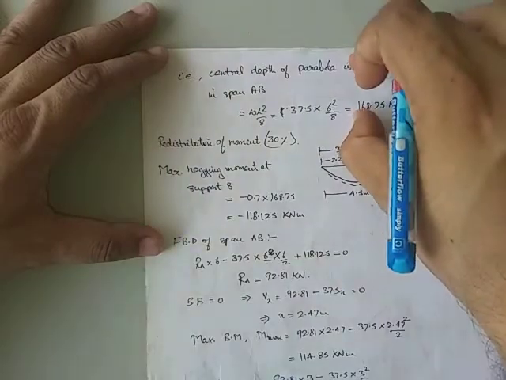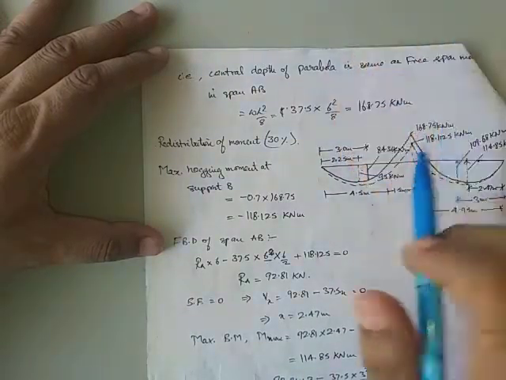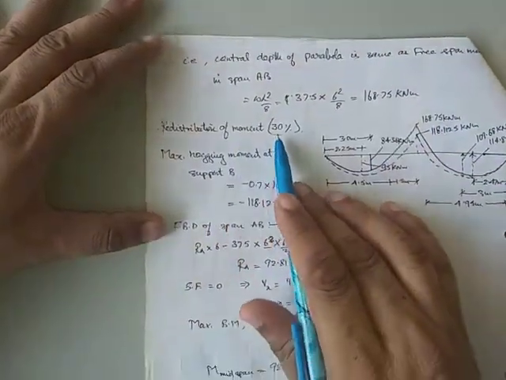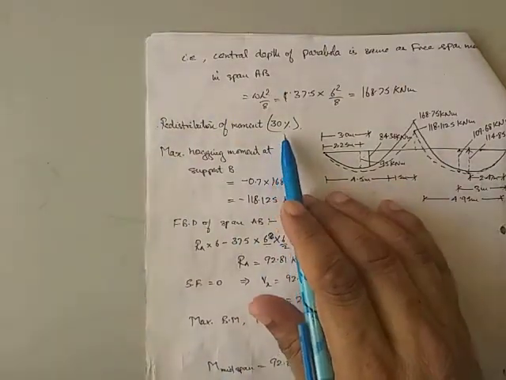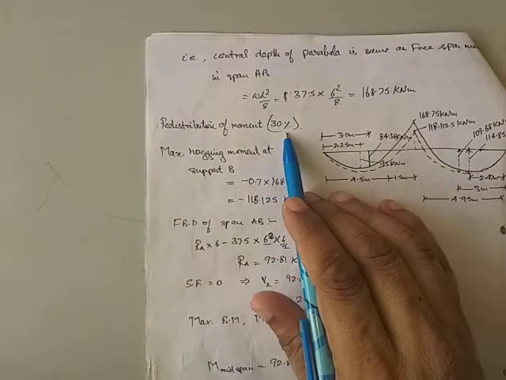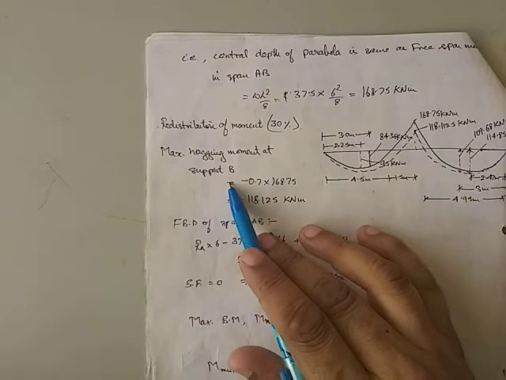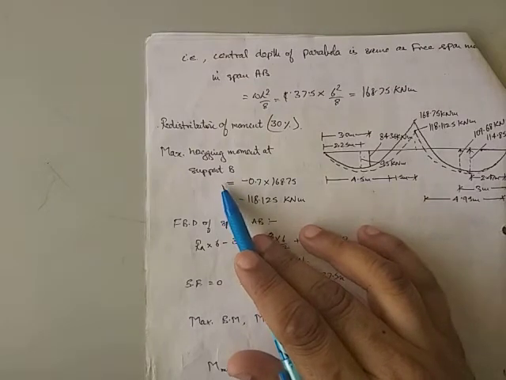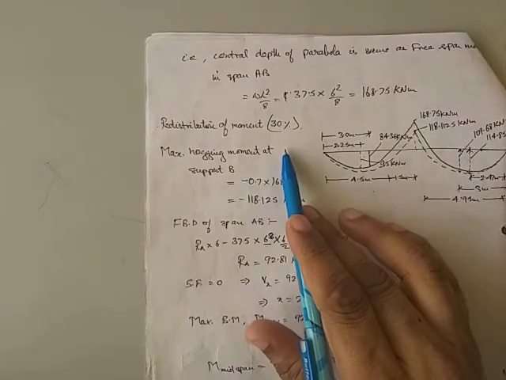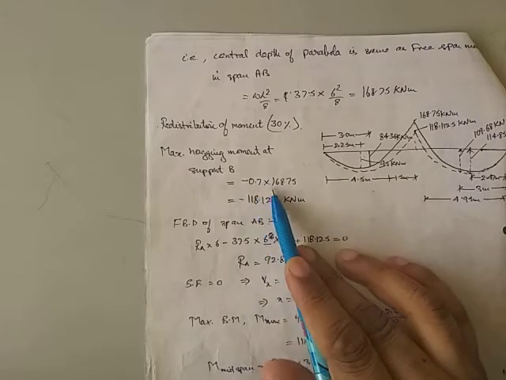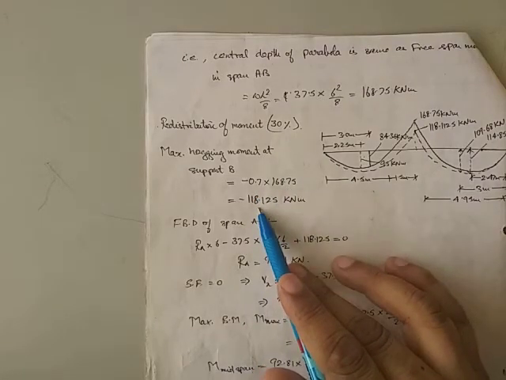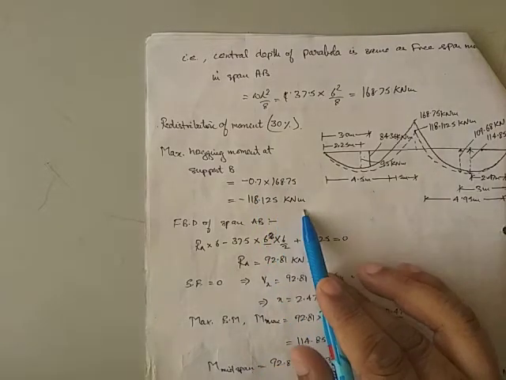So now this is the case for the elastic curve. For redistribution of moments, the code says that the moment can be reduced by 30%. So now we have taken up the hogging moment, which at support B has been reduced by 30%. So that is 0.7 into 168.75, which gives us 118.125 kilonewton meters.